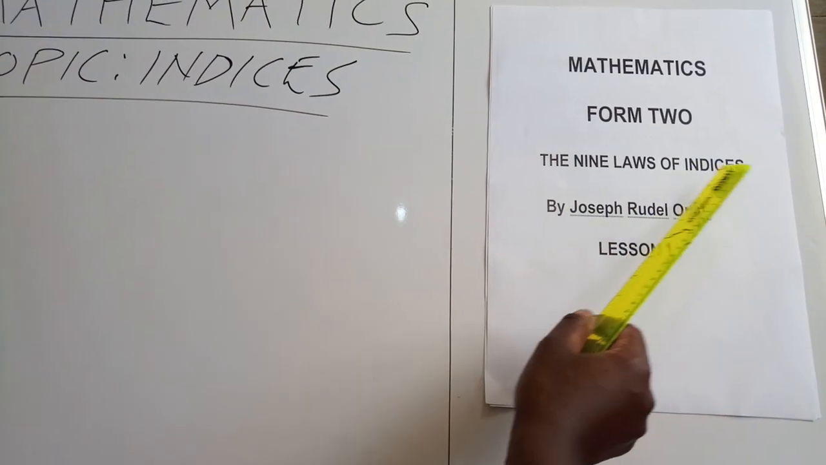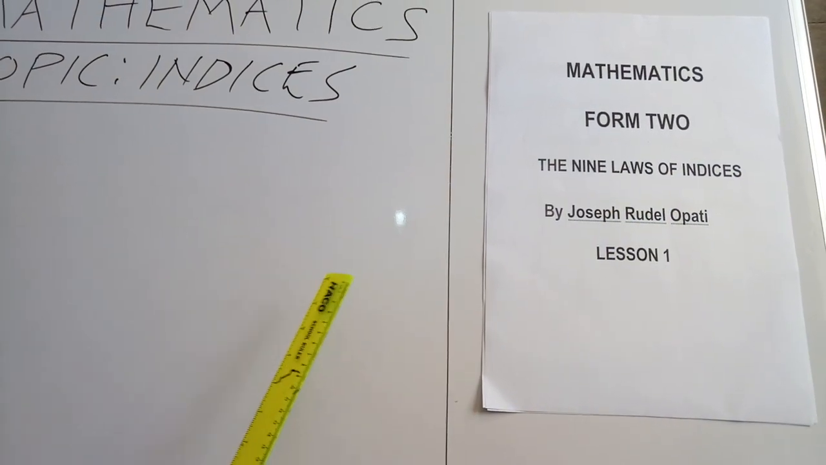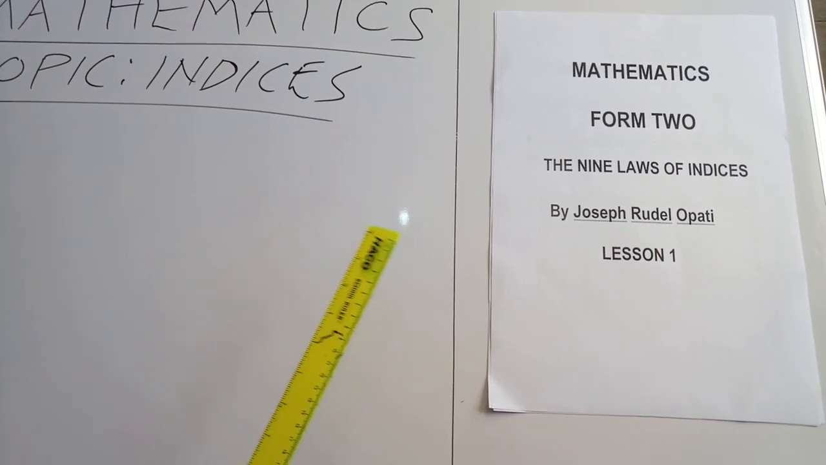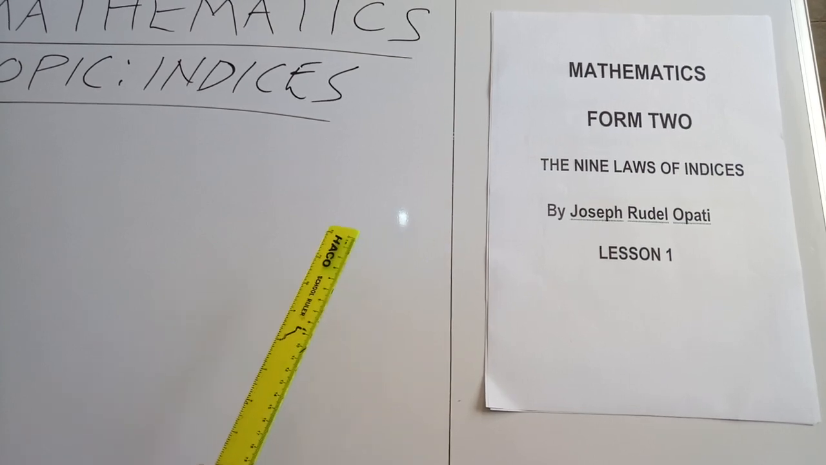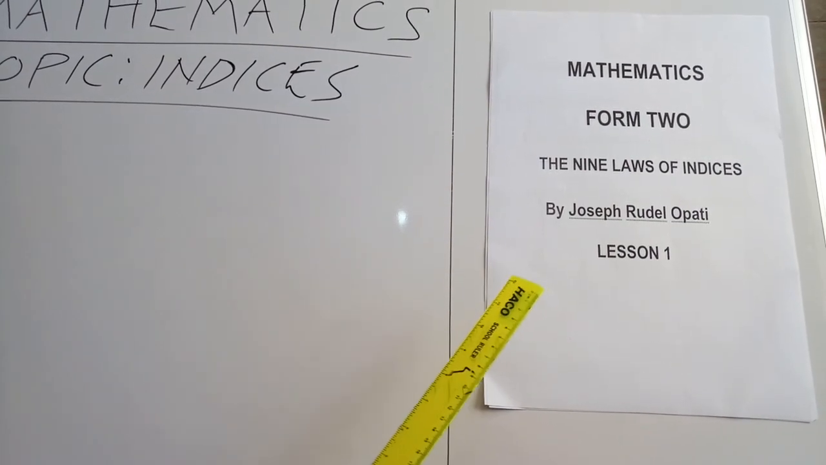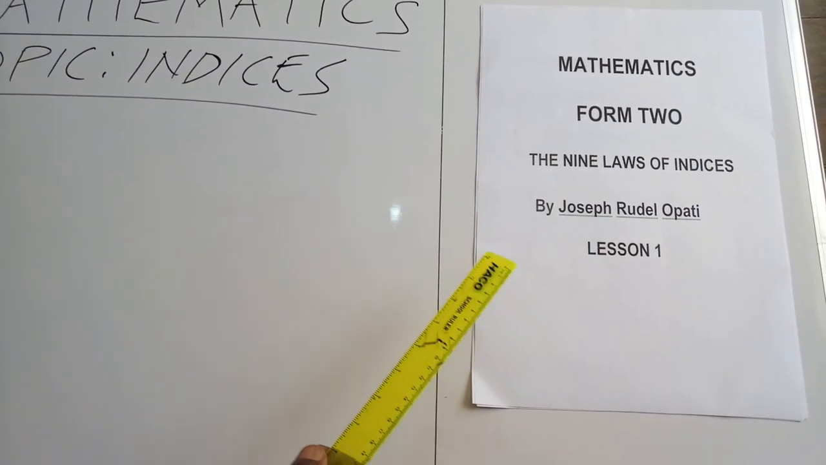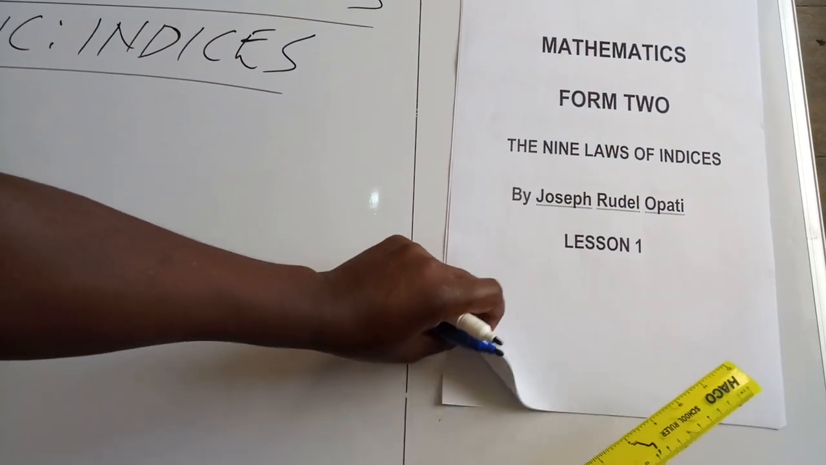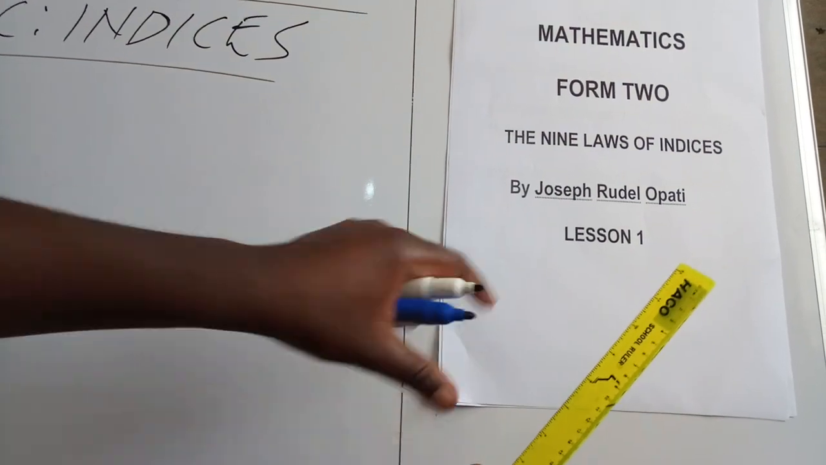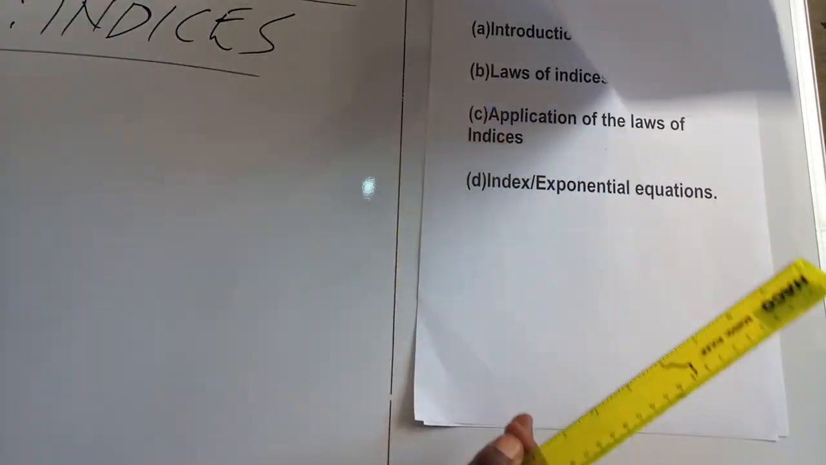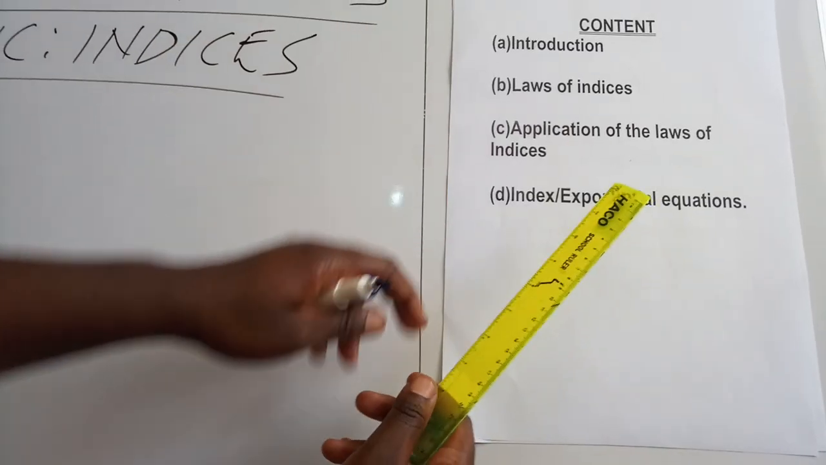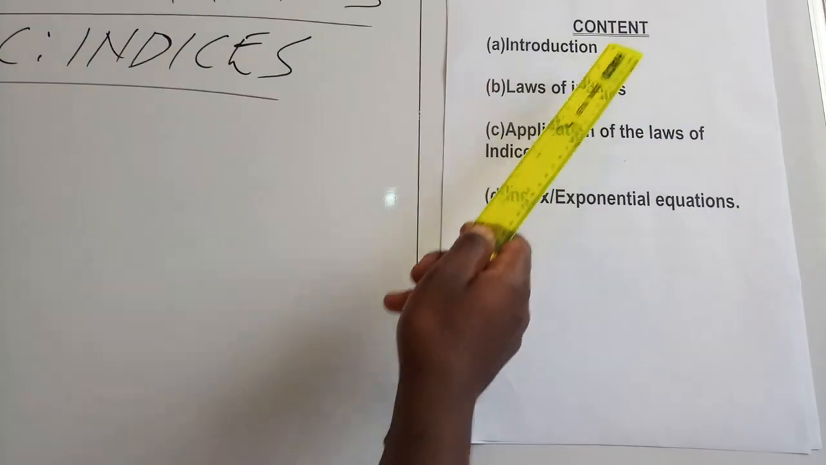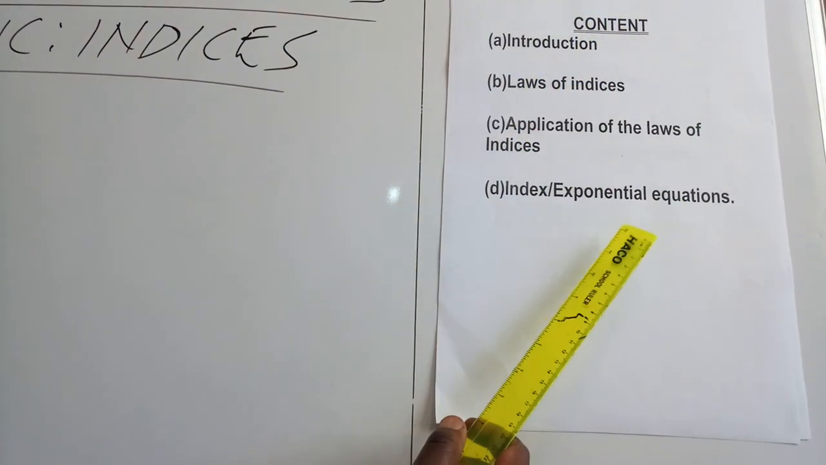Remember, indices is a topic which forms the foundation of another form 2 topic referred to as logarithm. It also forms the foundation of another form 3 topic referred to as further logarithm. So further logarithm will be covered in form 3. Now, this is how we're going to cover the topic.